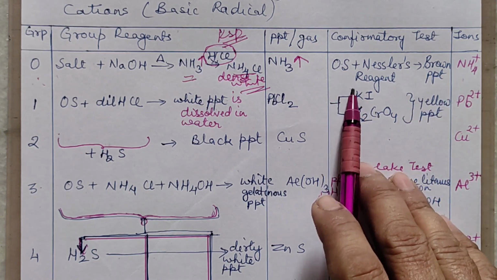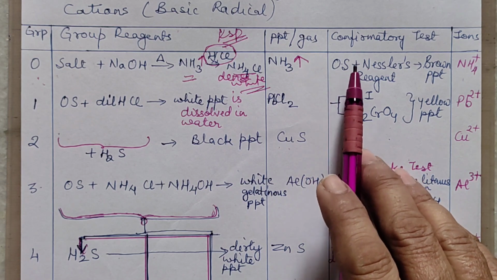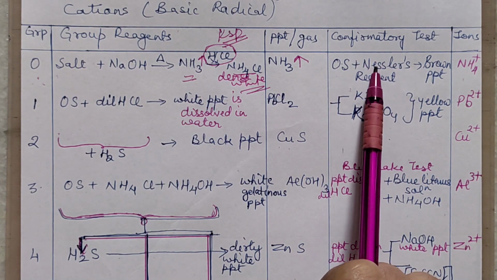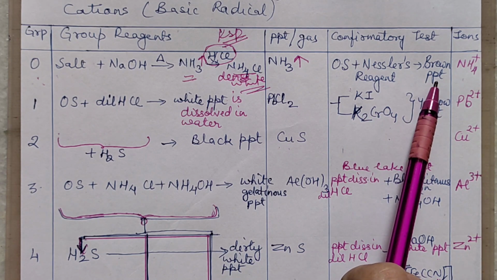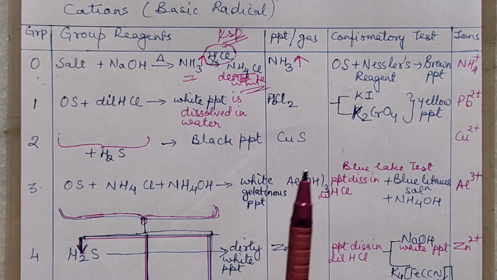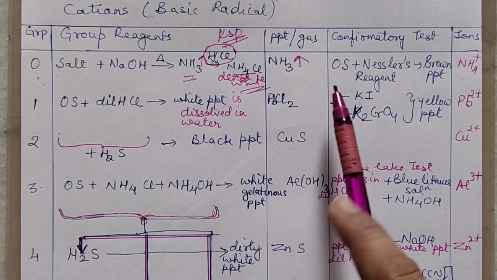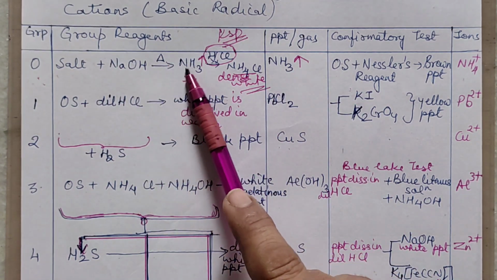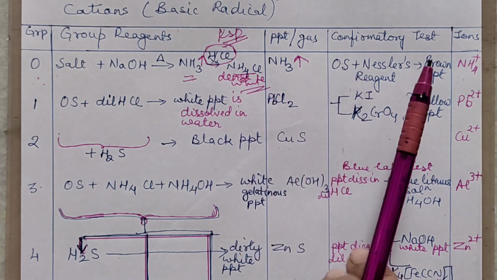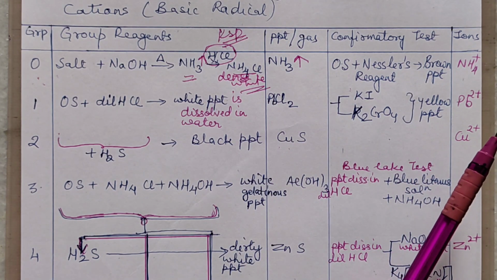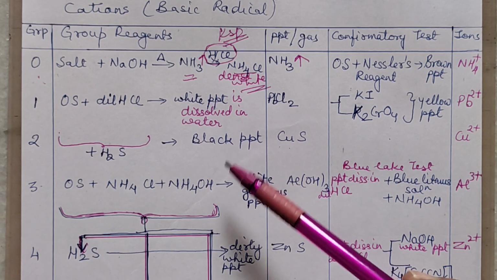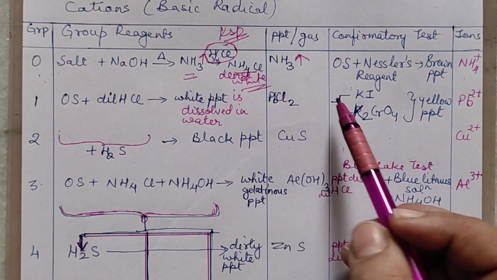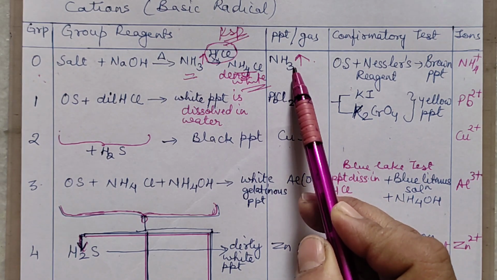So for the confirmatory test you have OS. OS means original solution. Salt solution you will prepare. You will add Nessler's reagent to it. You will get brown PPT, which indicates ammonium ion. If it is not there, you will write salt, NaOH on heating, no characteristic reaction, 0 group absent. You will write like this. So you have to go in the same order, you cannot change the order. Suppose it is not ammonium, you have to write down its absence.